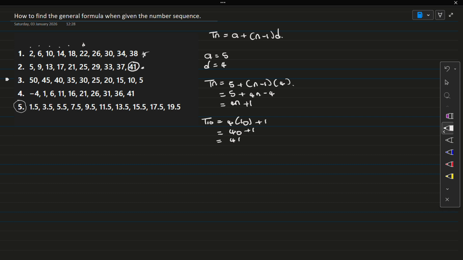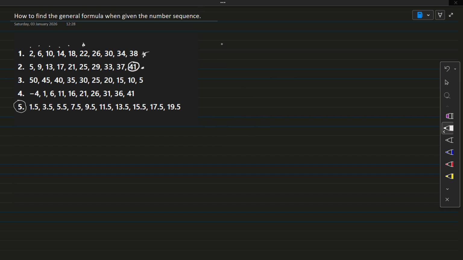Then we're going to look at the third pattern. We already know the general formula. I think by now you know it by heart. Tn is equal to a plus (n minus 1) and our common difference. Your a is 50. Then in order to find the difference, it's going to be 45 minus 50, which is negative 5. So it's possible for the difference to be negative, you know.